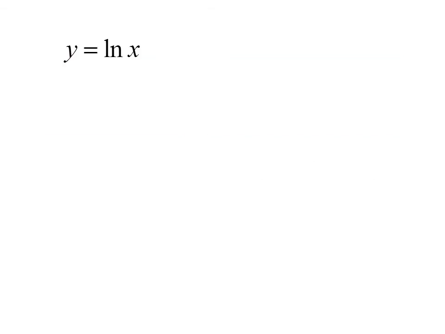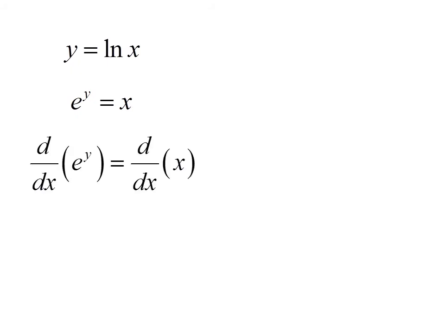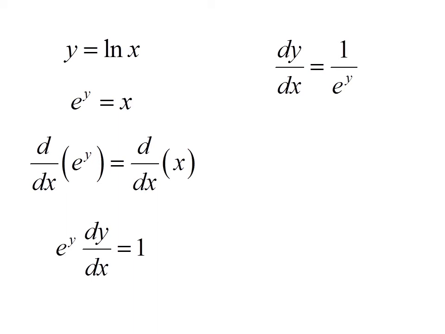Starting with y equals ln x, we exponentiate both sides, getting e to the y equals x, and then take the derivative of both sides, so we have d dx e to the y equals d dx x. But on the left side, we get e to the y dy dx using the chain rule. On the right side, the derivative with respect to x of x is just 1. So solving for dy dx, we have dy dx equals 1 over e to the y.